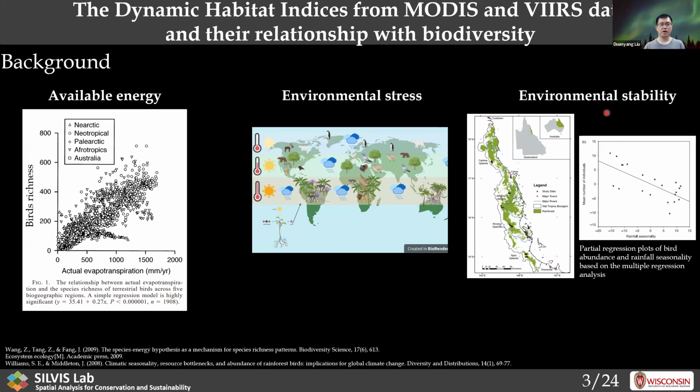And finally, in the environmental stability theory, they said if a place has frequent disturbance, such as great ups and downs in temperature or rainfall, and some other environmental variables, this place may not be suitable for most species. For example, in this figure, people evaluated the relationship between rainfall seasonality and bird abundance over northern Australia. And they found that there is a strong negative relationship between the variation of rainfall and bird abundance.